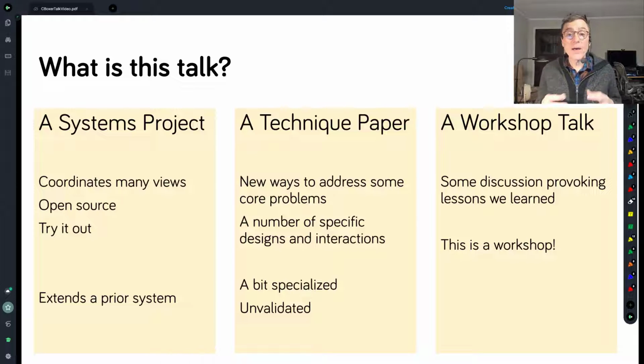So I could talk about this as a systems project and show you the system that we built. It's very much based on our prior Boxer system. I could talk about the focus of the paper, which was the specific techniques that we added to the system in order to better support continuously valued classifiers. Because this is a workshop talk, I was hoping that I could spend some time giving some discussion-provoking thoughts about some things that we've encountered and learned over the process of building the system.